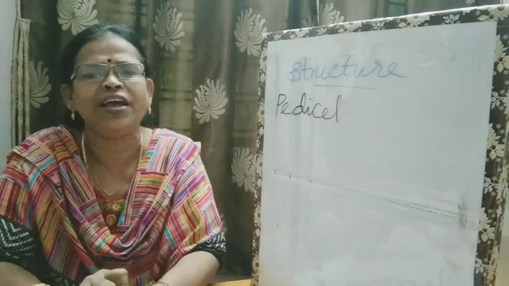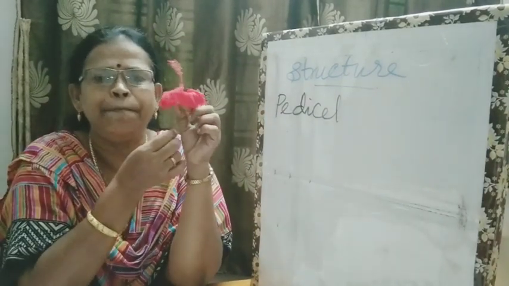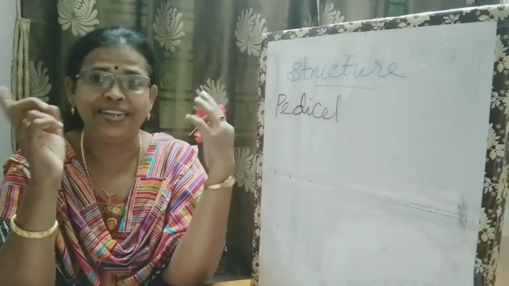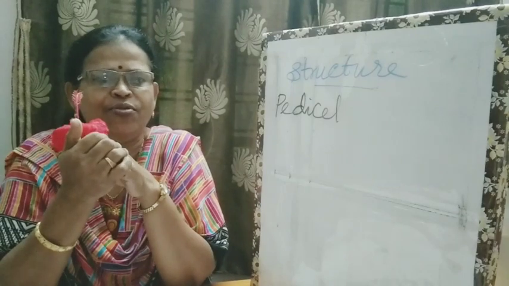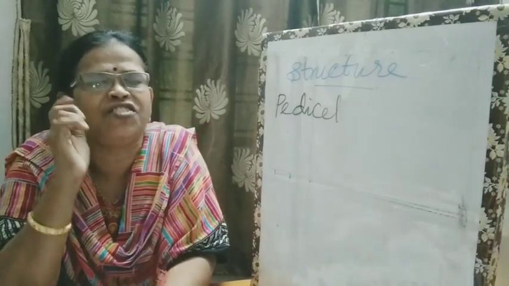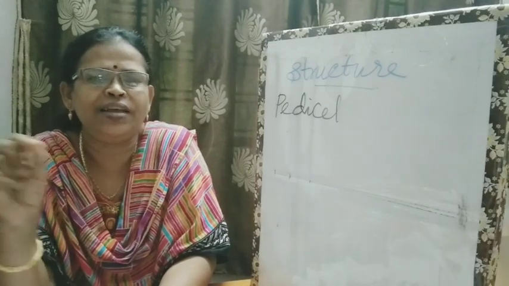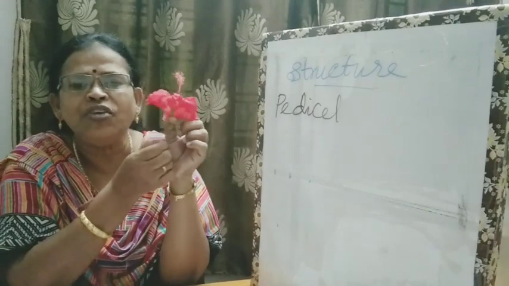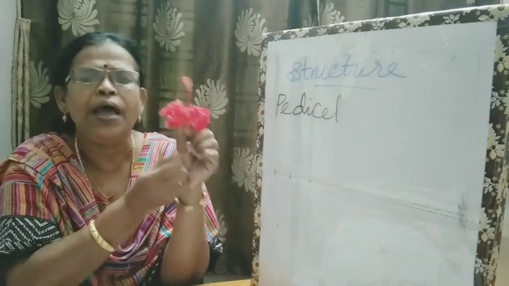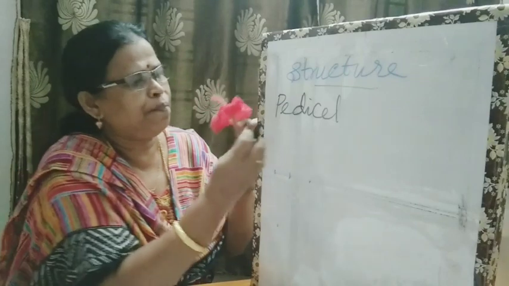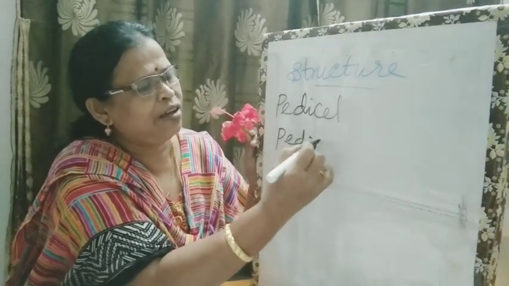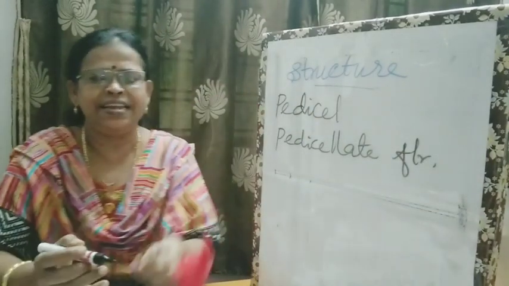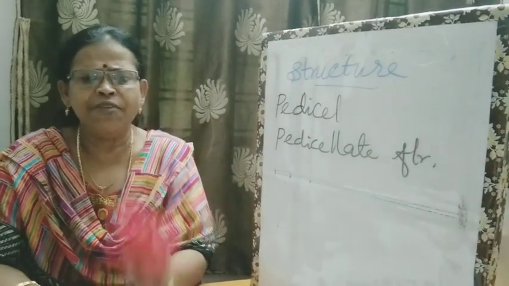What's the name of the stalk here in the flower? It is pedicel. A leaf with a petiole, a leaf with a stalk, is called a petiolated leaf. Same like flowers, a flower with a pedicel is called a pedicellate flower.